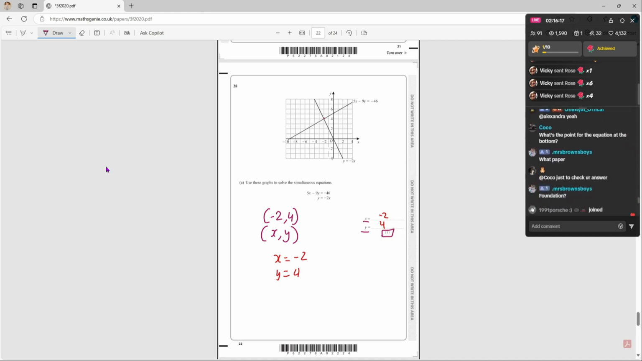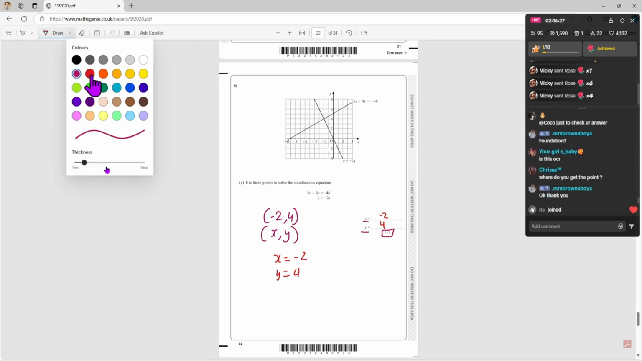Foundation paper, calculator. This is Edexcel. I don't think they should have given you this question on a calculator paper. This is normally on the non-calculator paper.